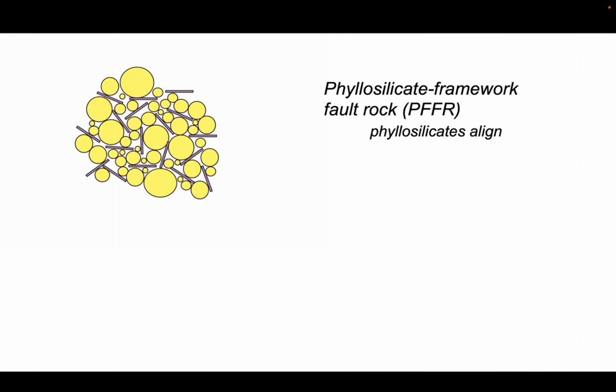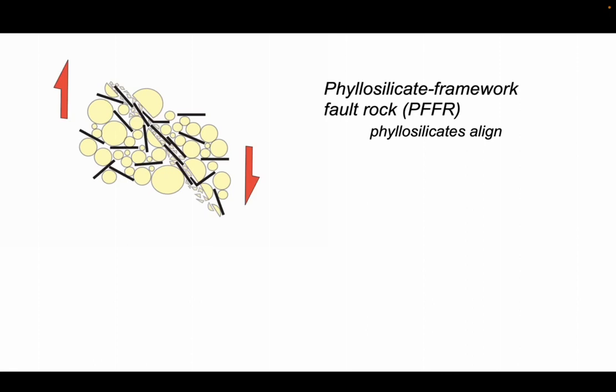Let's just fade away the quartz grains, bringing out the phyllosilicates. And here they are, creating this framework of aligned phyllosilicates. So this creates a so-called phyllosilicate framework fault rock, PFFR. And we can see if we just cartoon up some fluid across this. And these, along with the cataclasis of the quartz grains, will further reduce the fluid transmissibility across the fault zone.